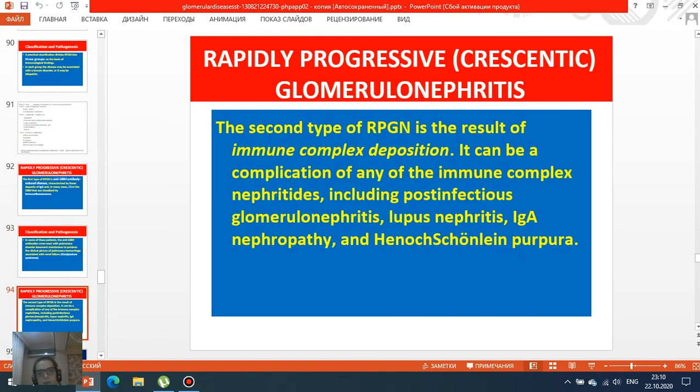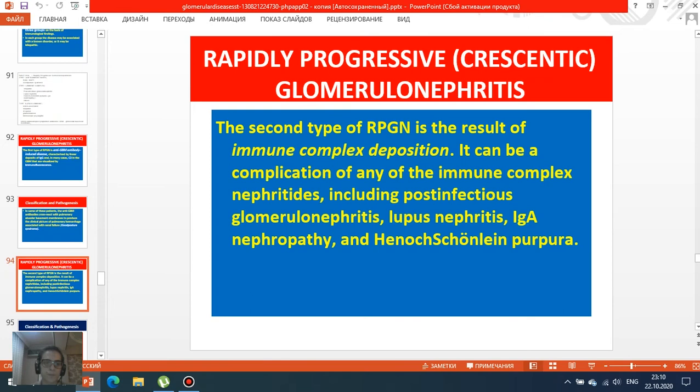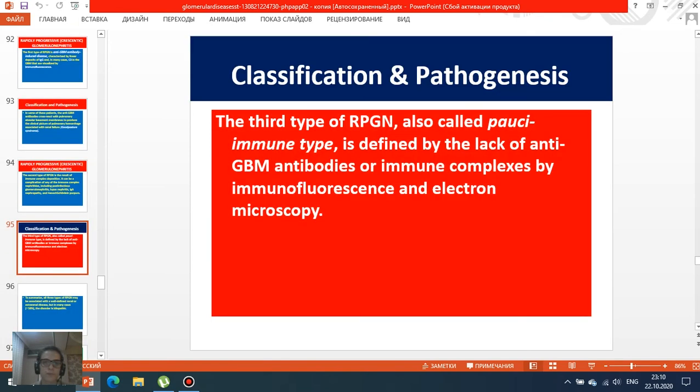The second type of rapid progressive glomerulonephritis is a result of immune complex deposition. It can be a complication of any of the immune complex nephritides, including post-infectious glomerulonephritis, lupus nephritis, IgA nephropathy, and Henoch-Schönlein purpura. Classification and pathogenesis: crescentic, or rapidly progressive glomerulonephritis.